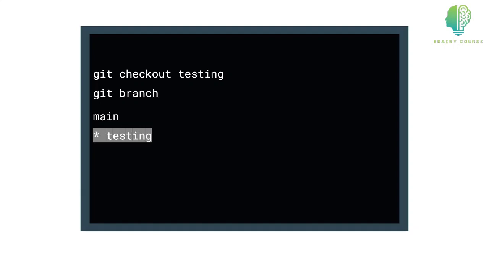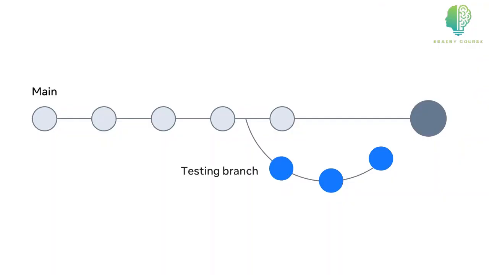Let's switch branches to see how the HEAD is moved to point to a new branch. Type git checkout testing and press enter. Next, type git branch and press enter again. This moves the HEAD to point to the testing branch. Let me explain how this happens by using a diagram. We have two branches, the main and testing branch. When you run the checkout command, it moves the HEAD to now point to the testing branch.